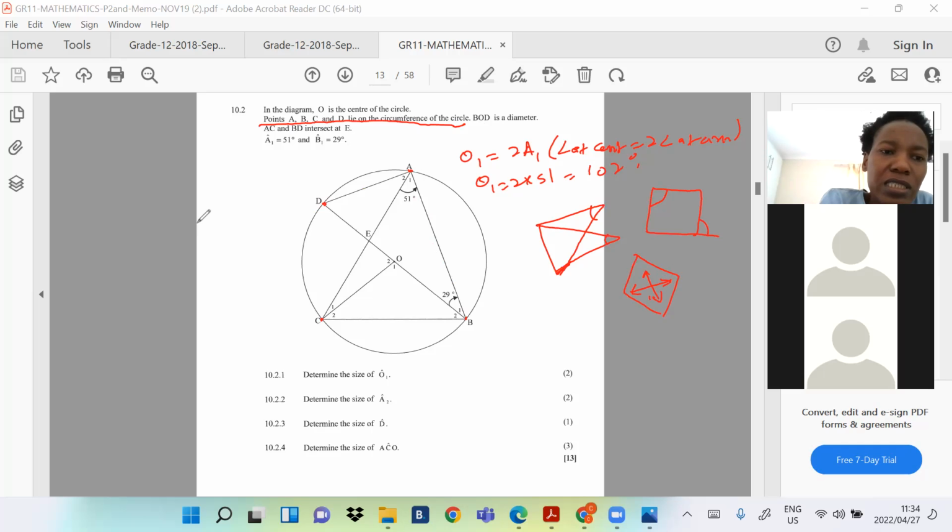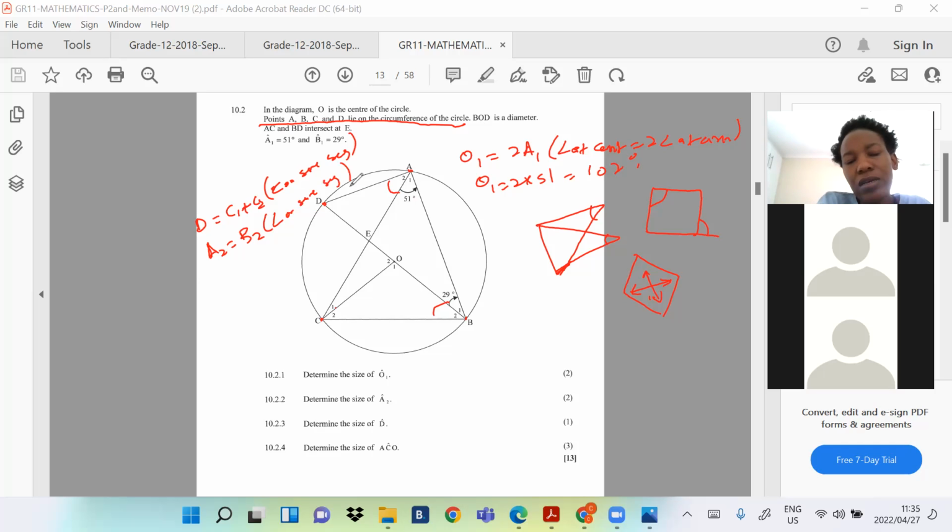So angle D is C1 and C2, right? Angles on the same segment. Which other one? Can you see also A2 is what? It is B2. Okay, angles on the same segment. Okay, right. Then what do they want?